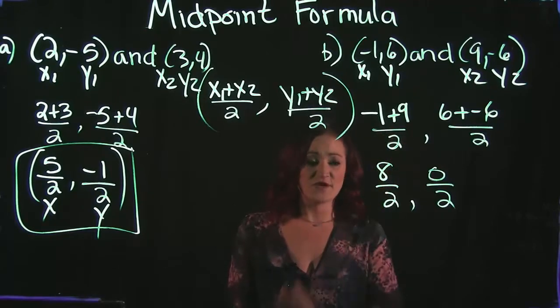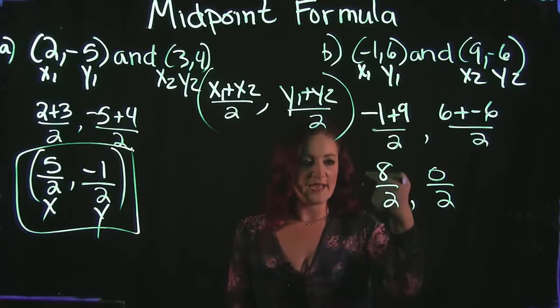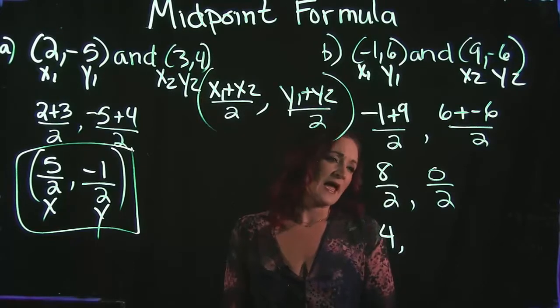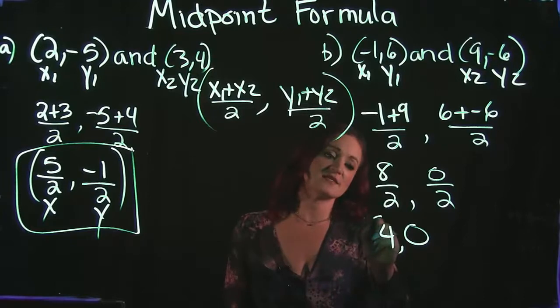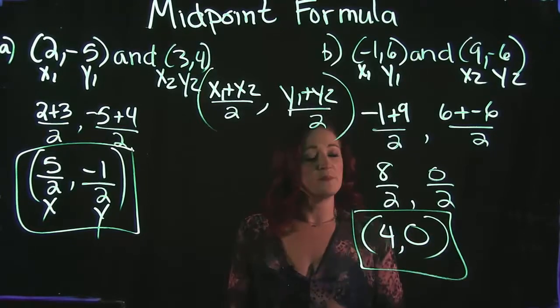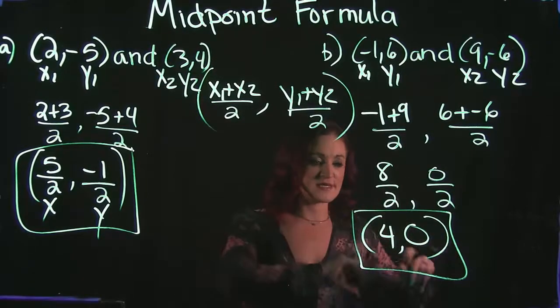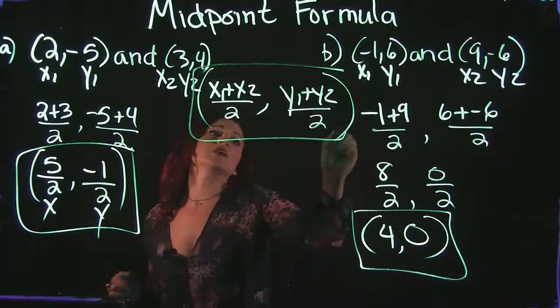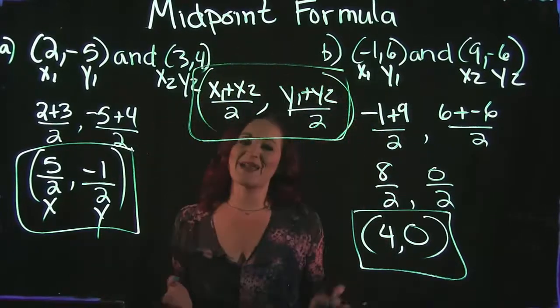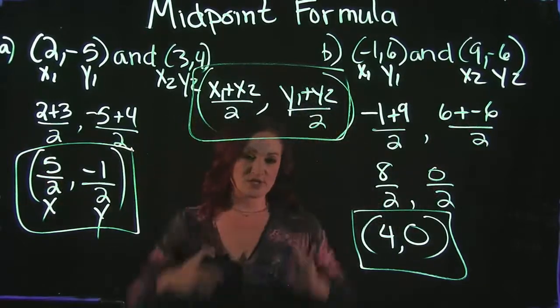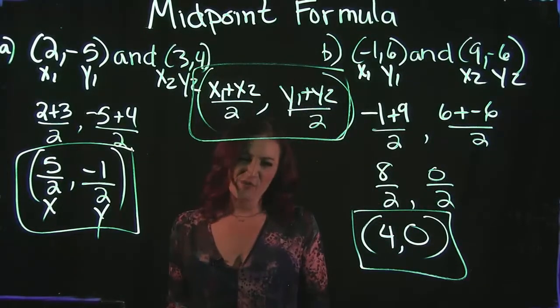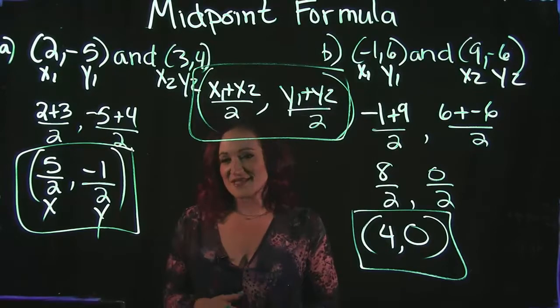Taking care of this division, this one does divide. 8 divided by 2 is a 4, and 0 divided by 2, well, 0 divided by anything is 0. So our midpoint is the point (4, 0). So definitely make sure that you do know the midpoint formula. You might have to memorize this one here. Otherwise, it's a matter of just plugging your numbers into the formula and simplifying appropriately. Otherwise, that's it for this video.